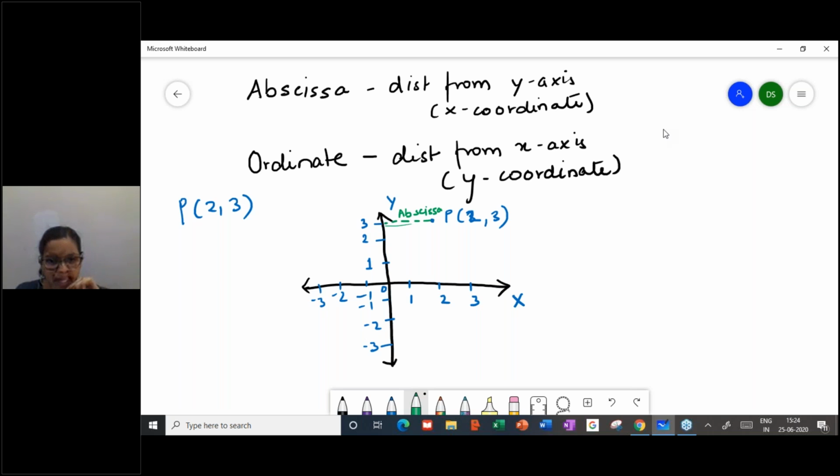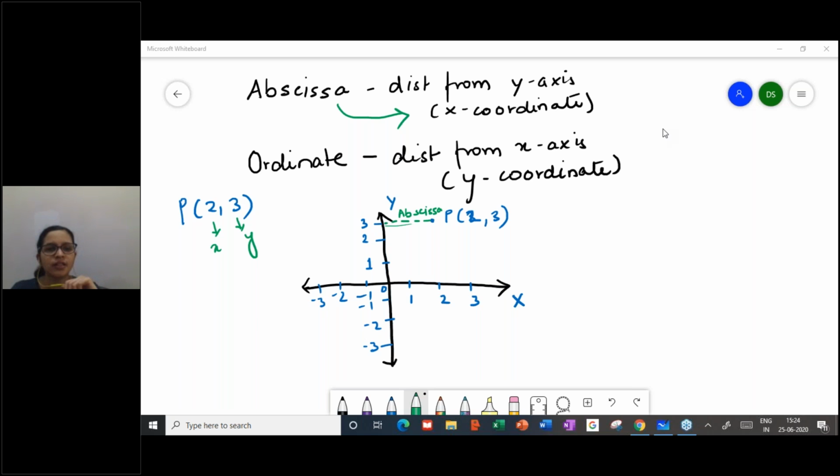But if you look closely, the point is P(2, 3), and this line is the same as the number of units on the x-axis, right? The x coordinate is 2 and the y coordinate is 3. So basically this distance is the same as the distance on the x-axis, right? That's why we say abscissa is nothing but the x coordinate.